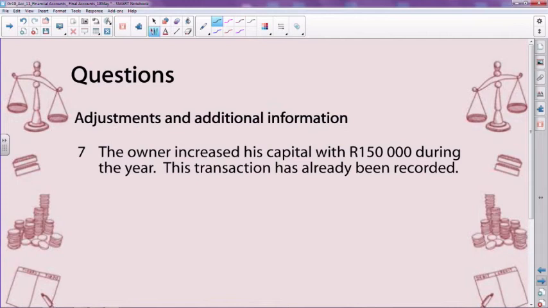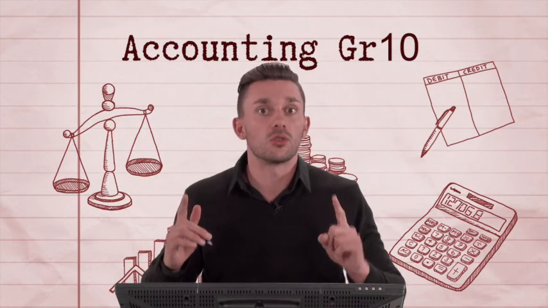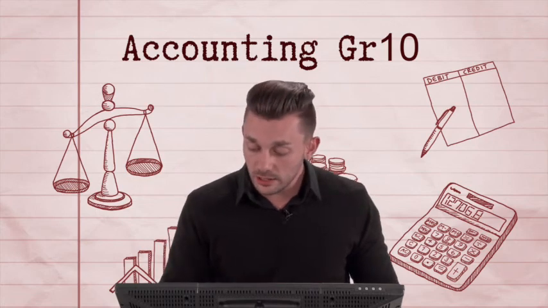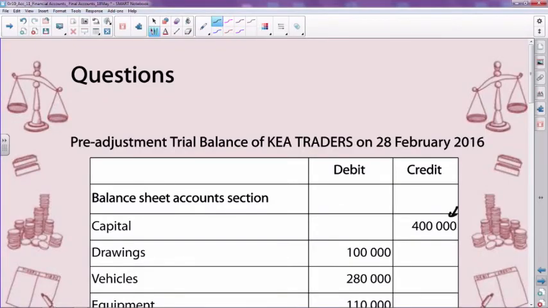Number 7, the owner increased his capital with 150,000 Rand during the year, but this transaction has been recorded. So is this in my books? Guys, the answer is already in your books. So just to show you, you already increased your capital to 400,000.